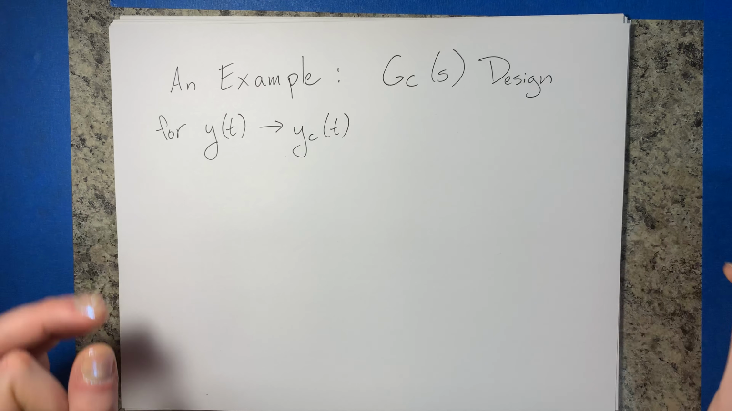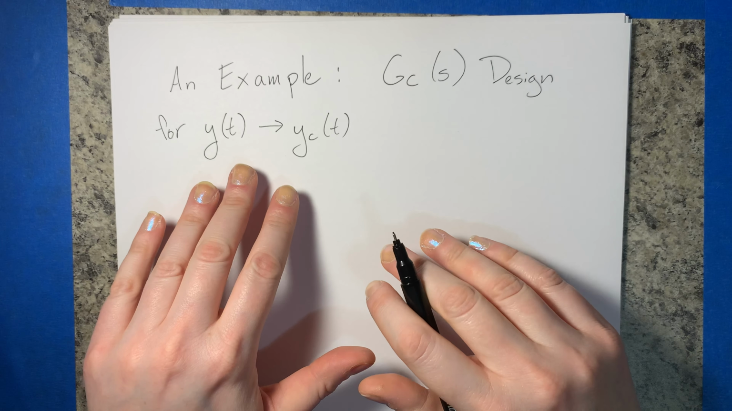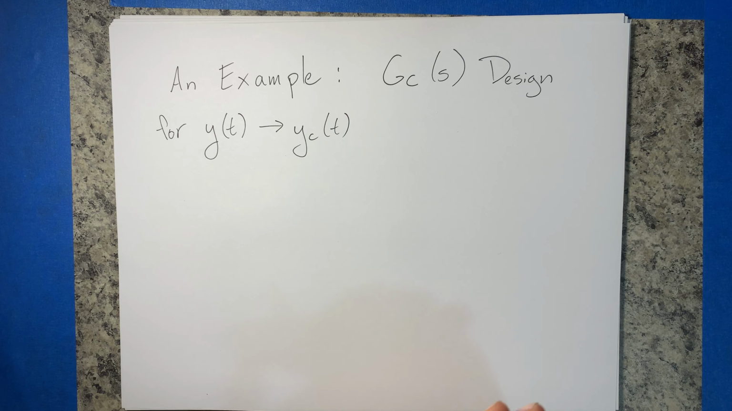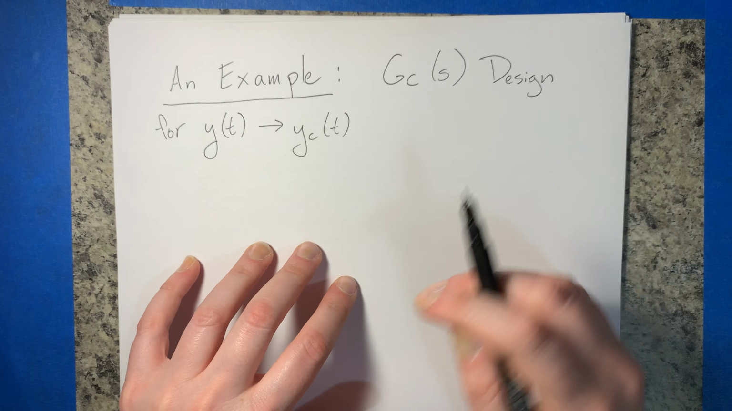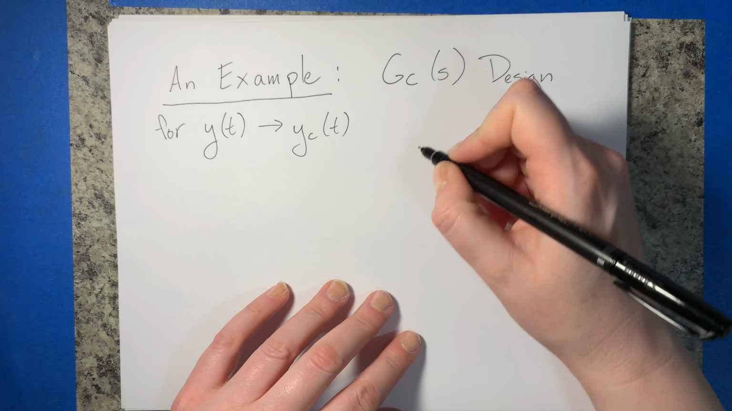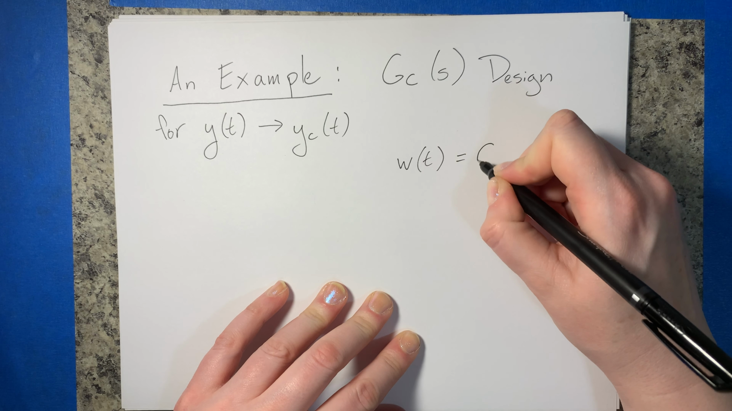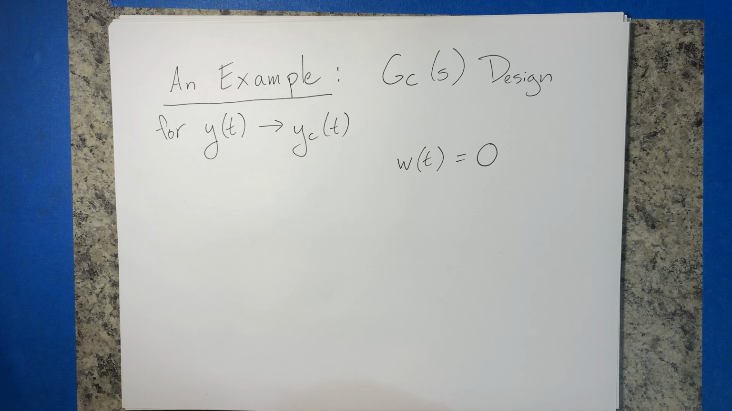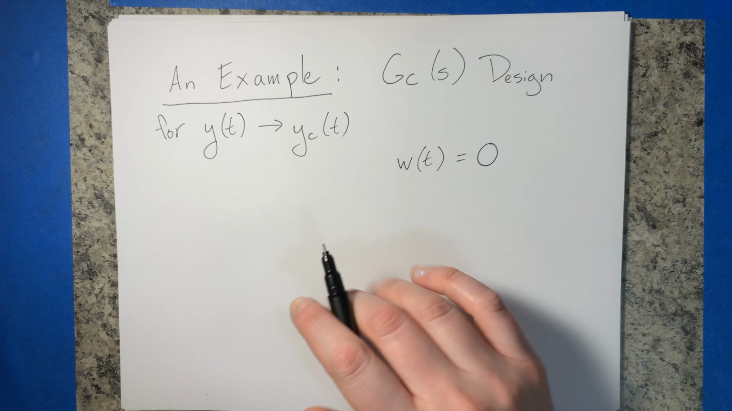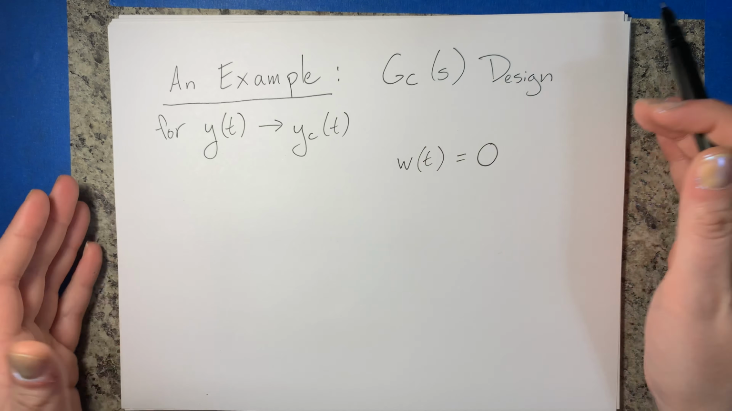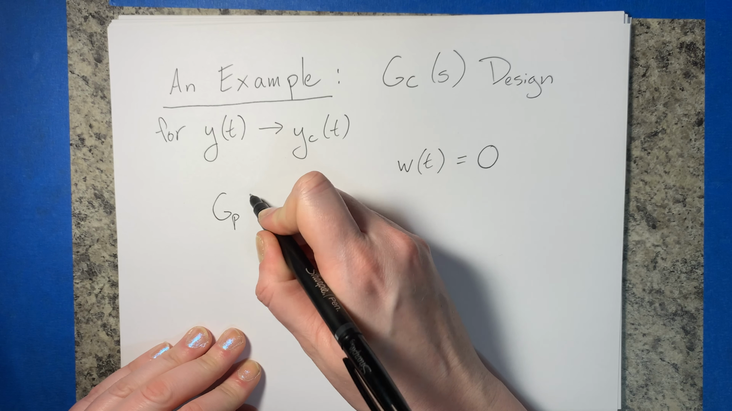Let's do an example of a compensator design for tracking a command signal. For this case, let's not have a disturbance, so w(t) = 0, no disturbance present. The things we need to know for our problem, if we're going to design a compensator block, is what is our GP?